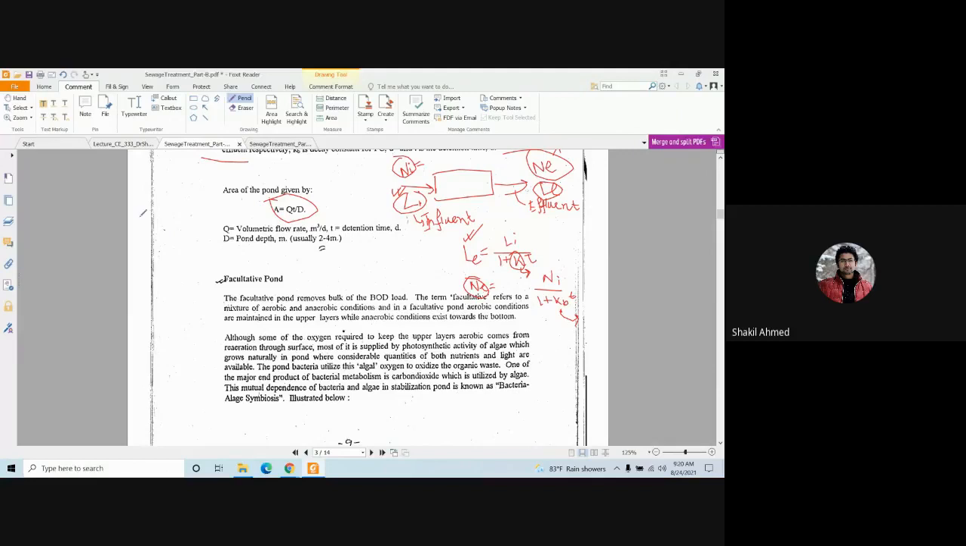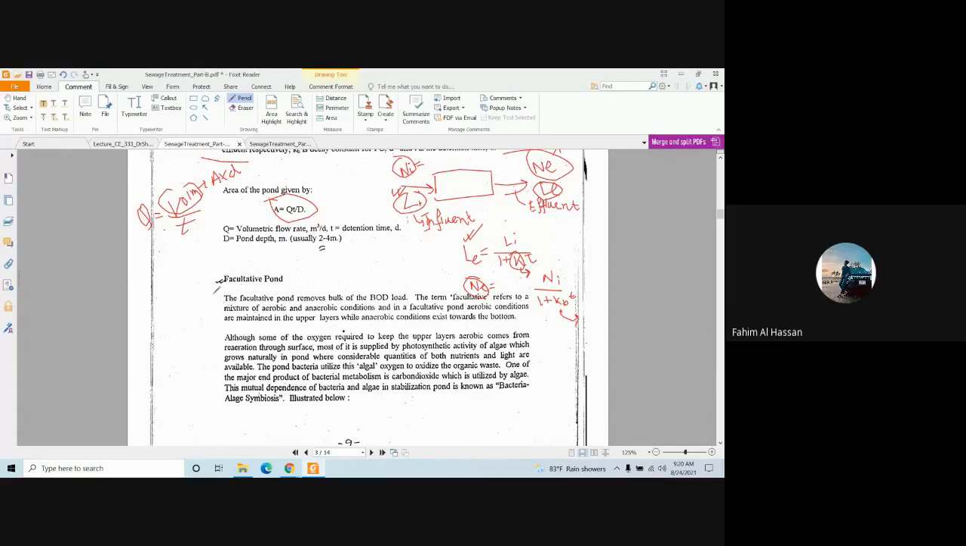This is simple, just that Q equals volume by T. And volume equals what? Area, cross-sectional area into depth. That's it. Clear?